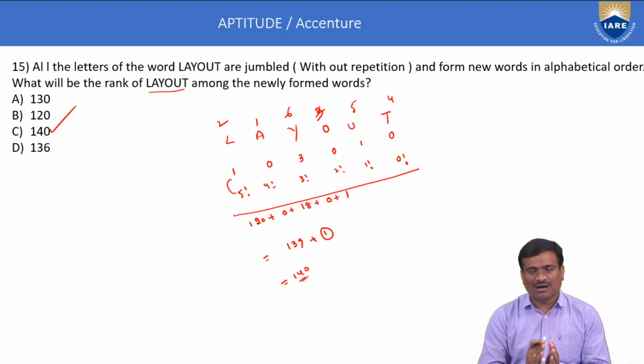Abstract reasoning also covers critical reasoning. Critical reasoning has 17, 18 questions. Abstract reasoning has only 15 questions.